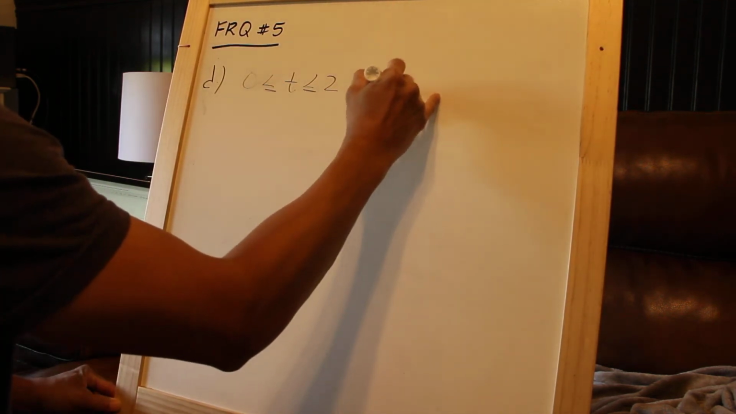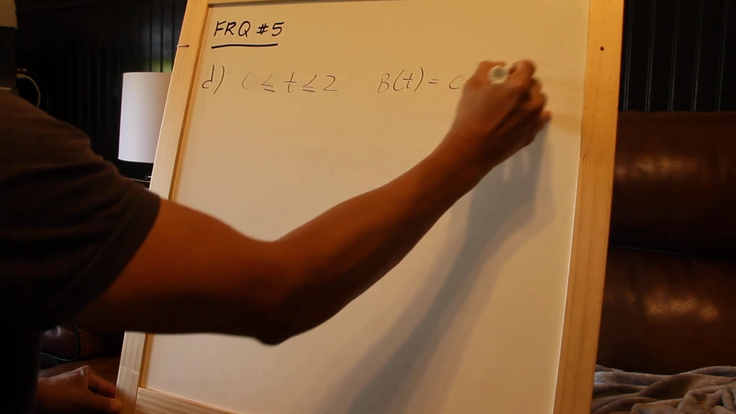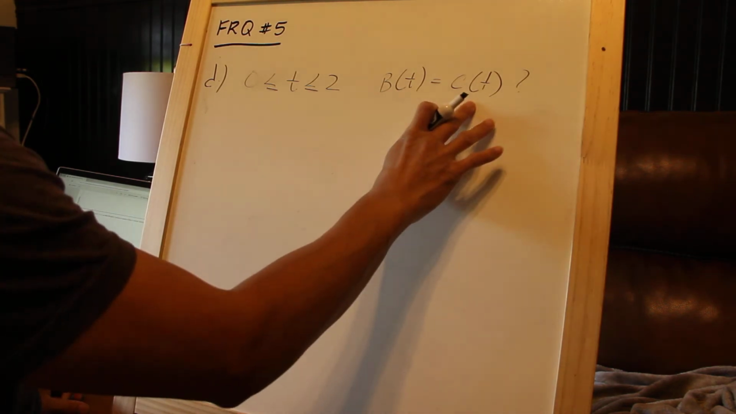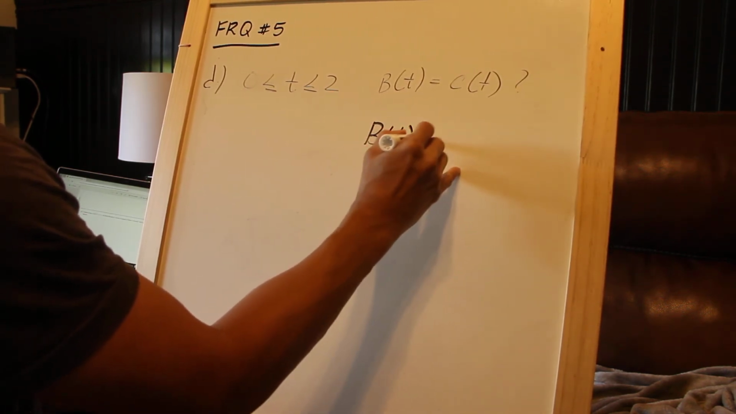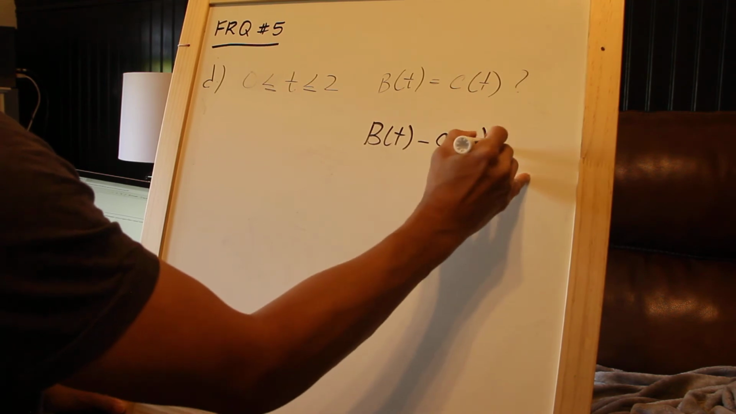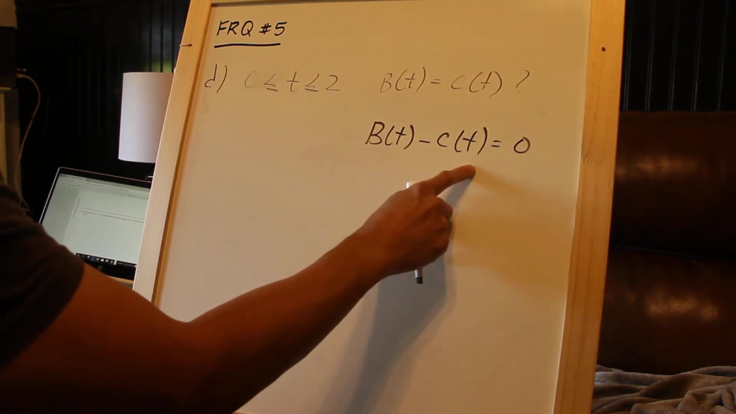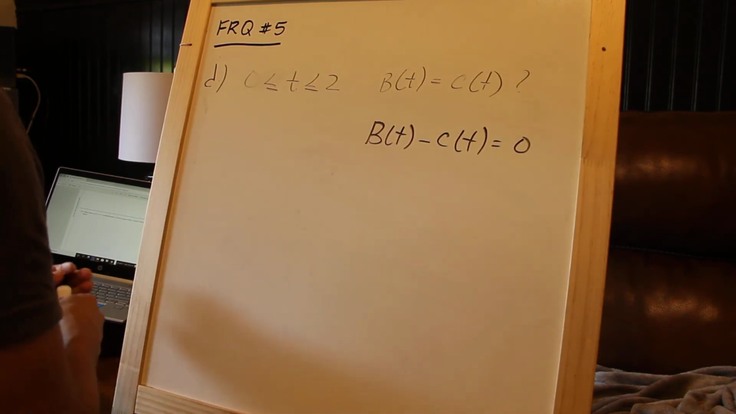Is Brandon's speed b of t equal to c of t? So how do we develop an equation to prove that? If I were to subtract c of t over here, I would have b of t minus c of t equal to 0. Because if these two were equal, equal numbers, if I subtract those two, they should equal 0. And that's the main thing.